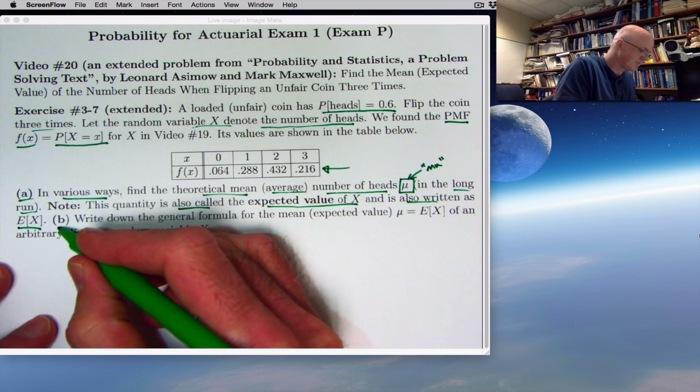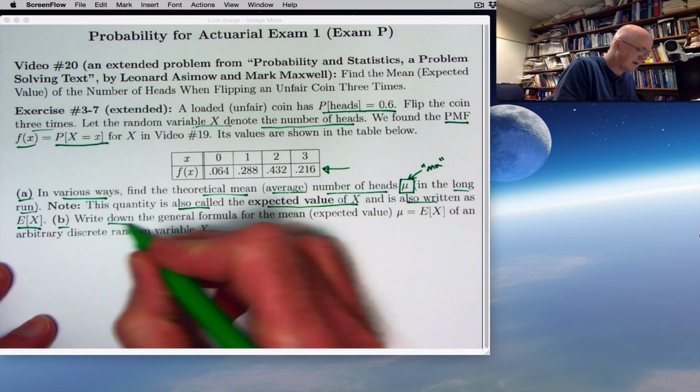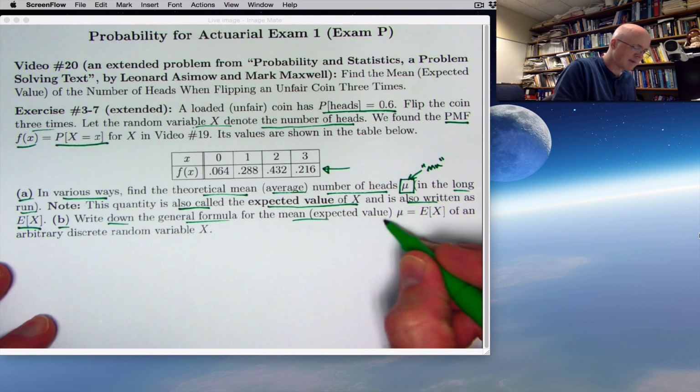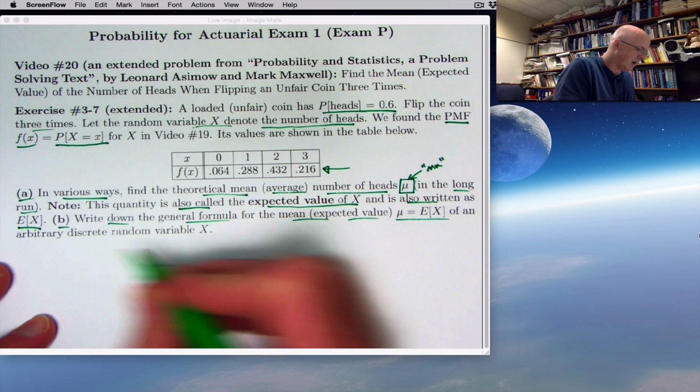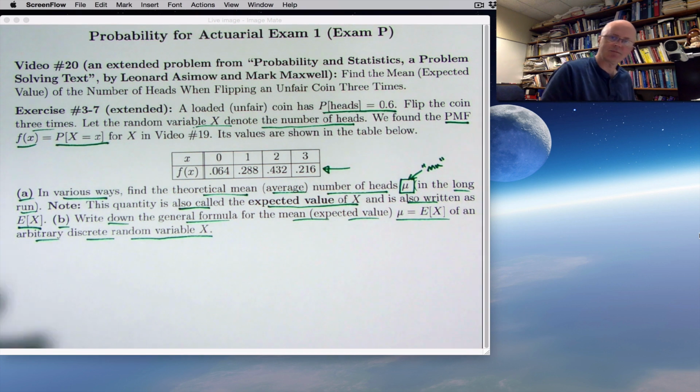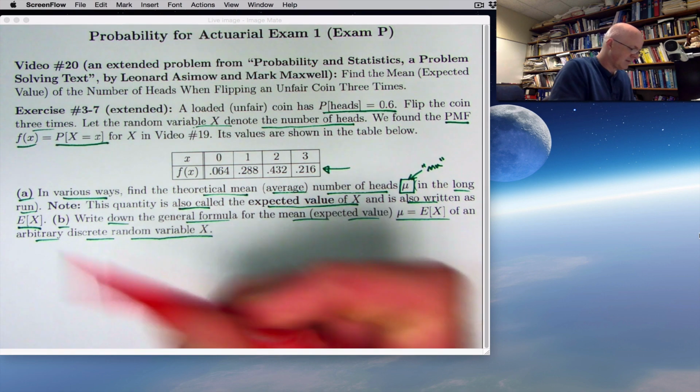In part B, I want to generalize it. I want to write down the general formula for the mean or expected value of an arbitrary discrete random variable X. Okay, so we'll see if we can take what we do and generalize it. All right, so what do I mean by various ways here?